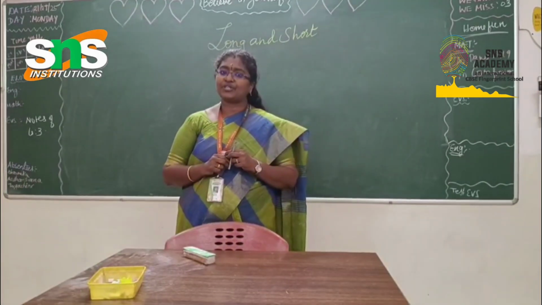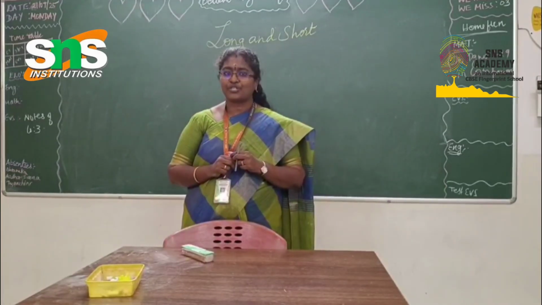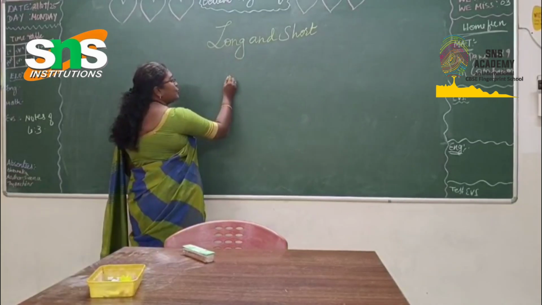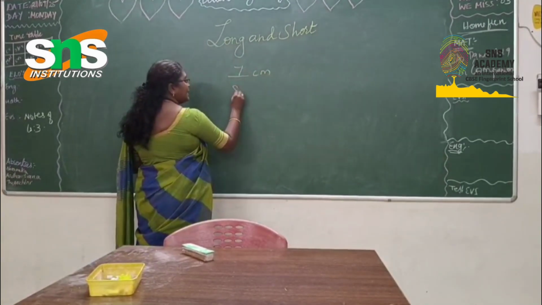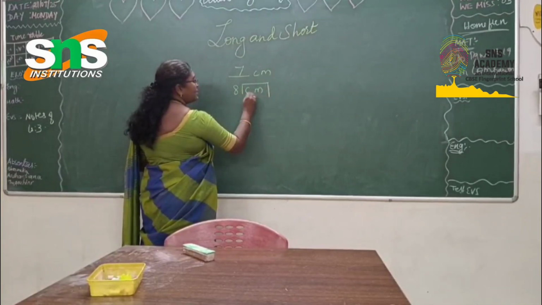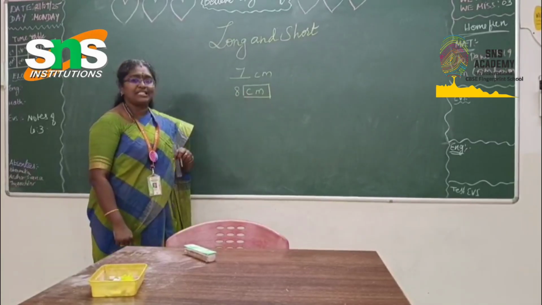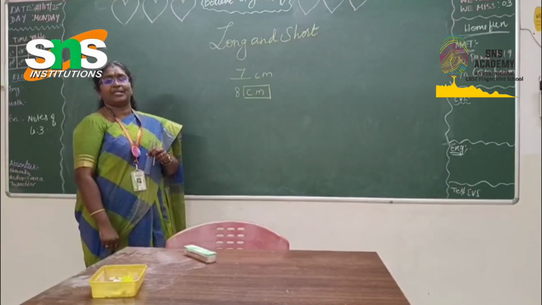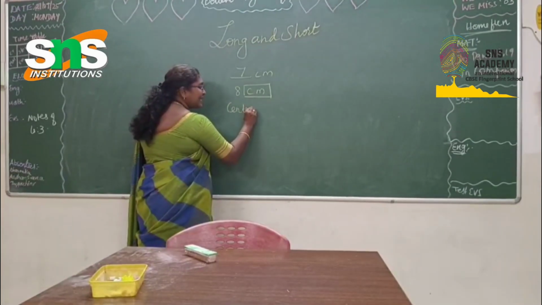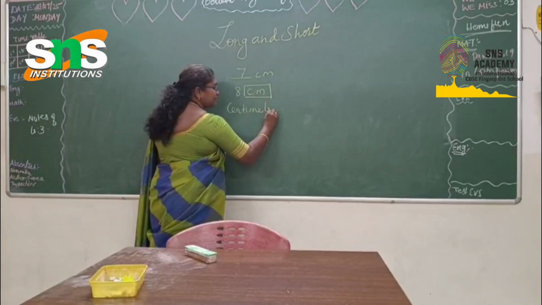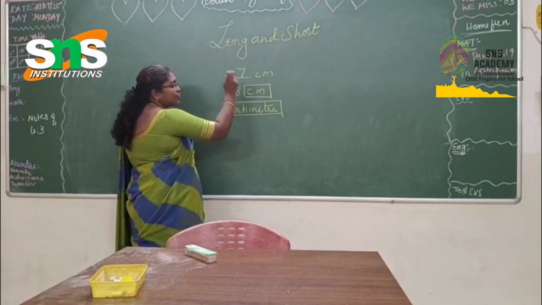Before getting into the measuring, we just want to know the units for measuring. What is a unit for measuring? Whenever you see anywhere, we say 7 centimeter, 8 centimeter. Have you ever wondered what this means? cm means, don't say it's a chief minister. It's a standard measuring unit. It is called centimeter. The short form is cm.